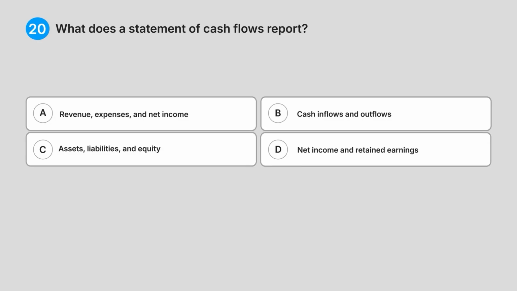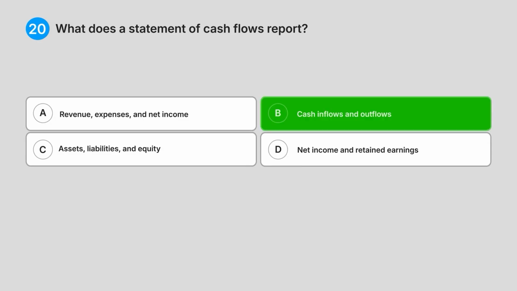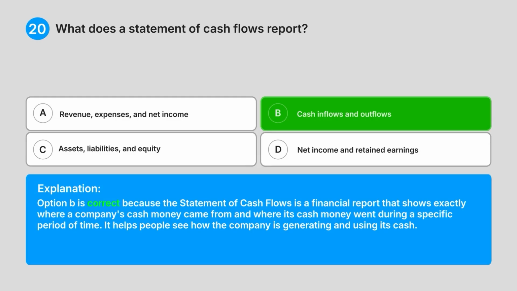Correct answer: B. Cash inflows and outflows. Explanation: Option B is correct because the statement of cash flows is a financial report that shows exactly where a company's cash came from and where its cash went during a specific period of time. It helps people see how the company is generating and using its cash.